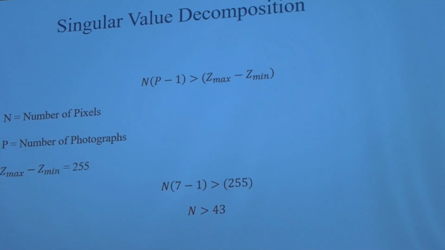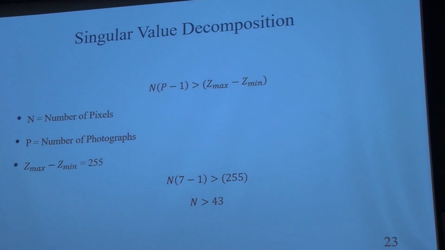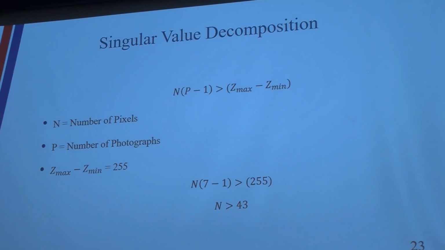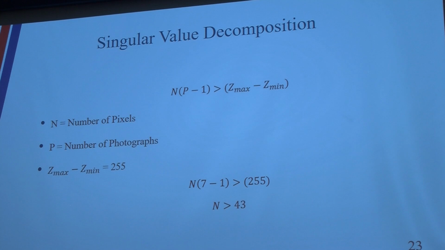To solve this equation, we are going to use the singular value decomposition method. What it means is that it solves for a matrix which is overdetermined. The condition we need for that is n times (p minus 1) should be greater than Z max minus Z min, where n is the number of pixels, p is the number of photographs, and Z max minus Z min is 255. Going further in the slides, I'm going to use 7 photographs for that calculation. So if we put 7 in place of p in the equation, you get n greater than 43, which means we need 43 pixels to use this method.